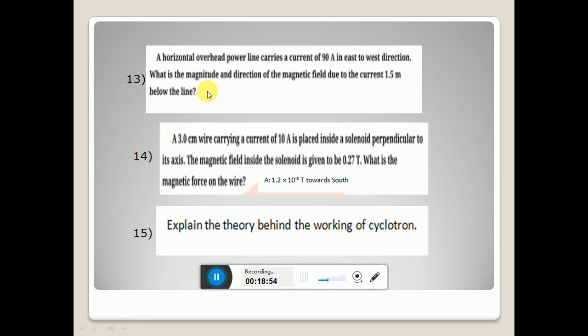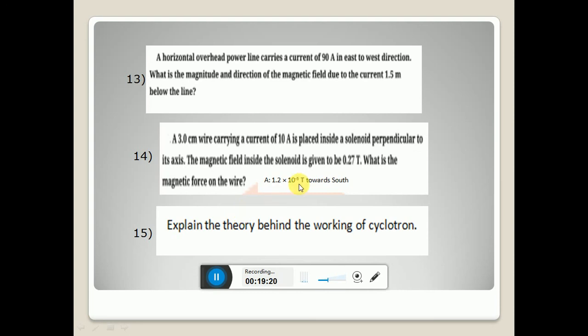14th one: a 3 centimeter wire carrying a current of 10 amperes is placed inside a solenoid perpendicular to its axis. The magnetic field inside the solenoid is given as 0.27 Tesla. What is the magnetic force on the wire? Here the wire is placed perpendicular to the axis of the solenoid.